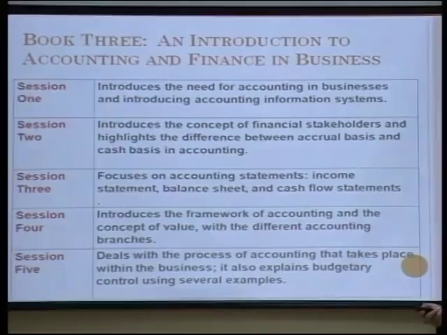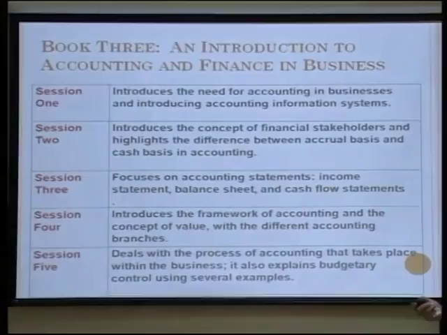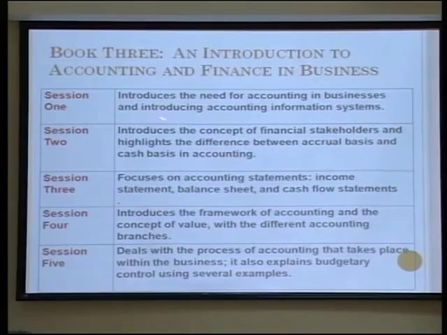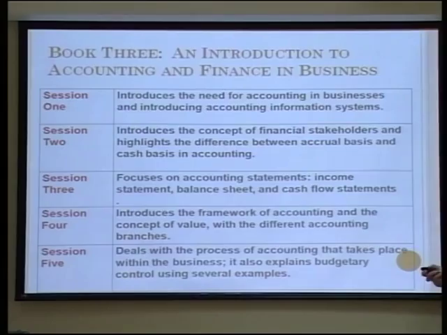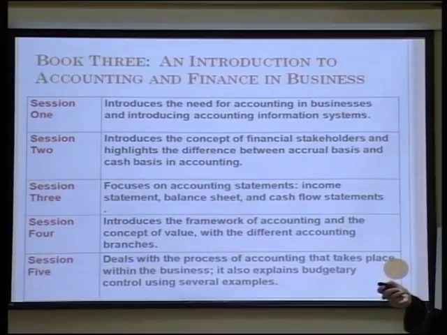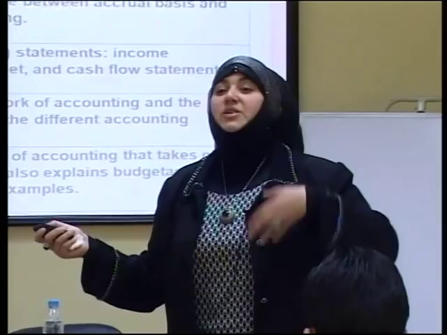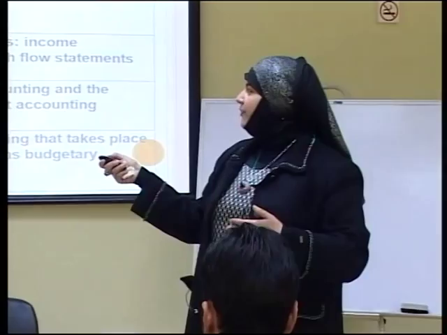Book three includes five sessions. Session one introduces the need for accounting in businesses. Why do we need accounting in businesses? Session two introduces the concept of financial stakeholders. What we mean by stakeholders and so on, you will know what we mean by financial stakeholders. Why financial stakeholders are interested in our businesses. Which type of financial information stakeholders will look for.